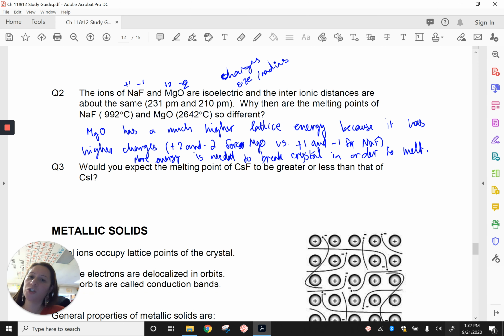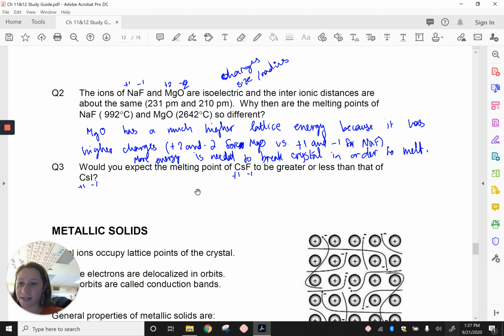Okay, next one says, would you expect the melting point of CsF to be greater or less than that of CsI? So same idea when it comes to ionic substances. In order for them to melt, you have to overcome that Coulombic attraction, that lattice energy. That's the attraction between the ions. And so that attraction has to do with charges. It also has to do with the size or the radius. Higher charges, smaller sizes cause more attraction. So when it comes to charges here, this is +1 and -1, also +1 and -1. So it's not the charges that matter in this case, it is the size.